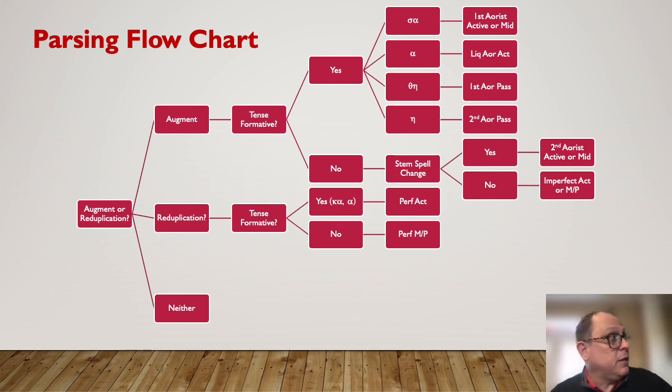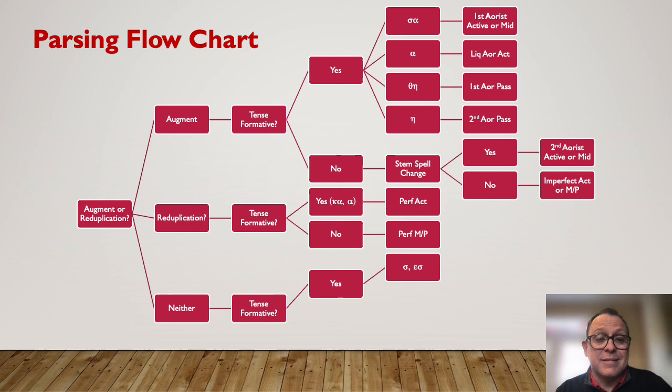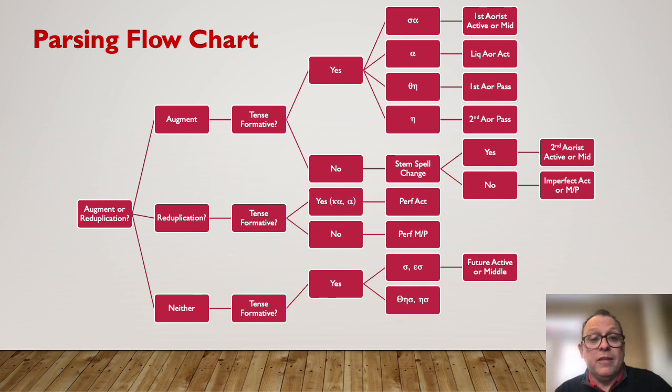It doesn't have an augment. It doesn't have reduplication. So if we have a circumstance like that, where we don't have an augment, we don't have reduplication, we have neither, then there are two options left. So the next question we have to ask is, does it have a tense formative? If the answer to that is yes, then we have to ask the further question of what is the tense formative. If it's sigma or epsilon sigma, then we have a future active or middle. If it's theta eta sigma or eta sigma, we have a future passive.